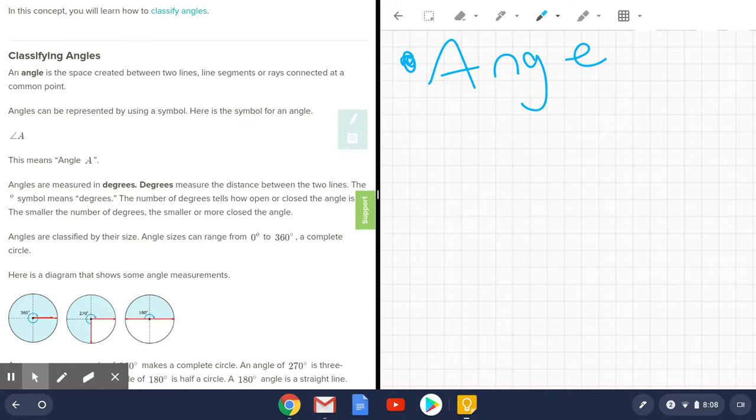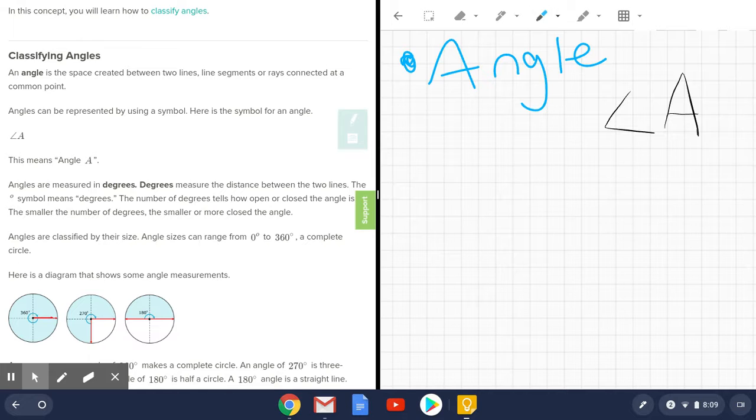An angle is the space created between two lines, line segments, or rays connected at a common point. So looking here at this example, we're going to have angle A. This is angle A. Right here, where this point is, the distance between those two lines, that's called an angle, okay? Angles can be represented by using a symbol. Here's the symbol for an angle. Right here, you have that little angle symbol, and then just A. That's a symbol.